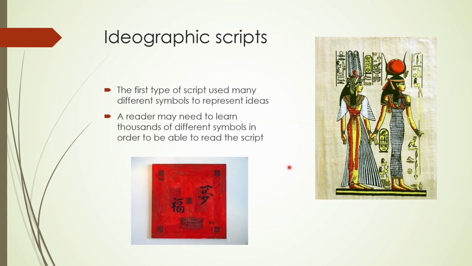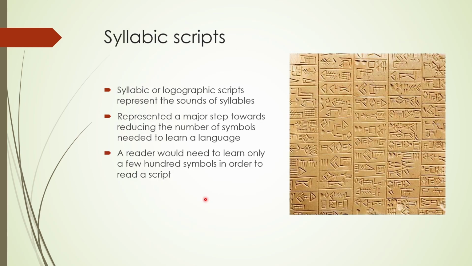The first type of script used many different symbols to represent ideas. That's why it was called an ideographic script. Here we can see Egyptian hieroglyphs, which represent ideas. This is Japanese script, where we can see symbols that also represent ideas, or at least started in this way. Next came the syllabic scripts.